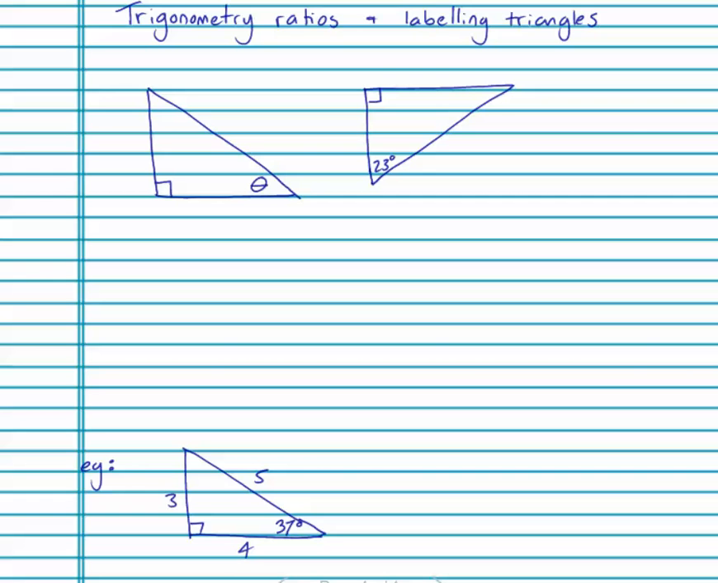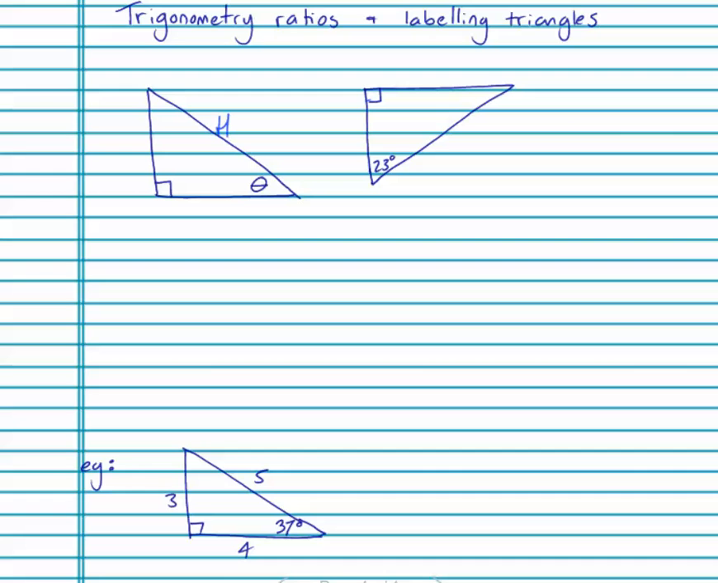An introduction to labeling triangles and the trig ratios. Trigonometry allows us to find unknown sides and angles in right-angled triangles. Unlike Pythagoras, it uses the angles as well as the sides. So we need to learn more about labeling right-angled triangles.